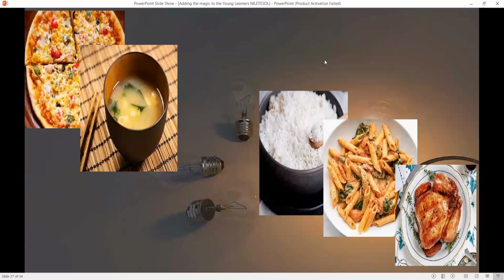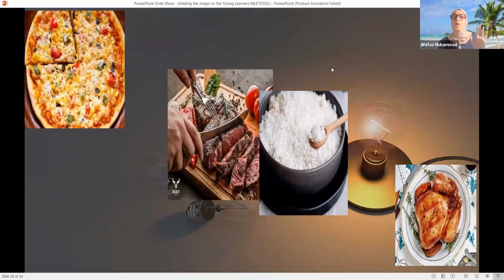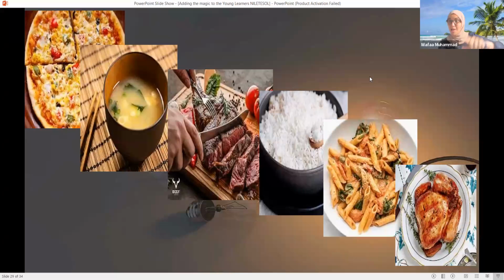Clap it out. Or you can ask them to say the missing one also. You can say pizza, soup, steak, rice, pasta, chicken. So it's also about memory. Or you can ask them to clap it out. So you're going to say the same sequence, and if you have something missing, clap it out. Okay? So pizza, steak, rice, chicken. You can ask them to clap it out and say the word also.